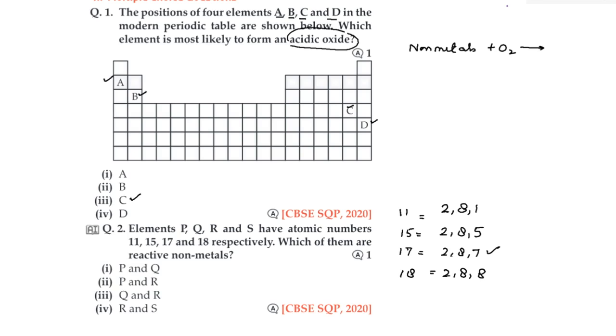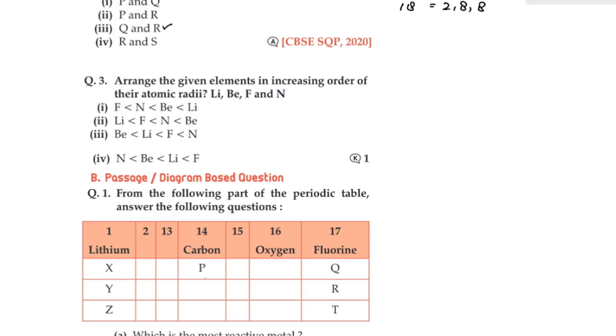Okay, so 17 is R, and which of them are reactive? P is a metal, no. Q is a non-metal. R is a non-metal. S is a noble gas, so this can't be possible. So I am going with Q and R. So Q and R are the correct option. Let us move to the next question now.